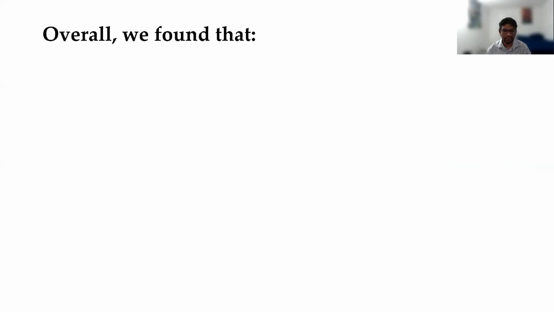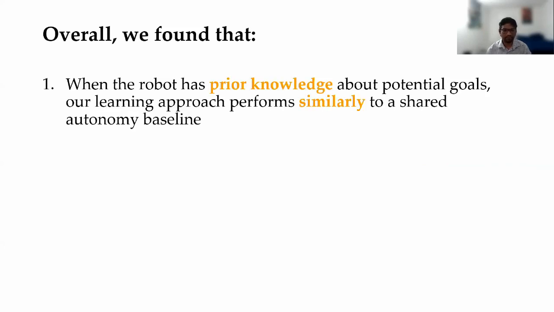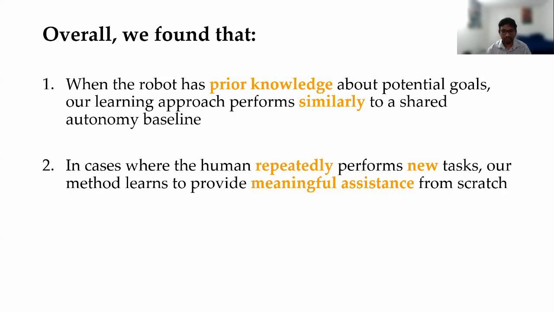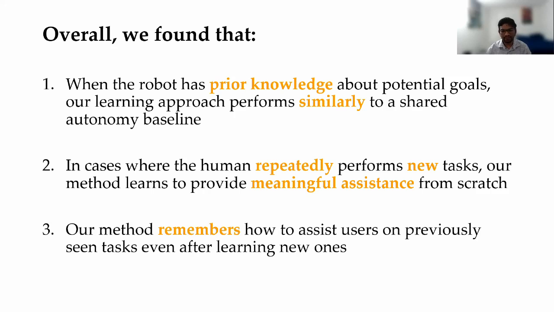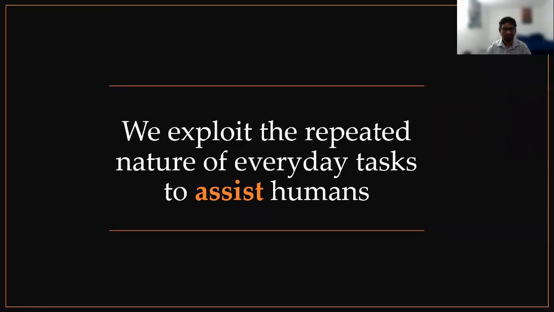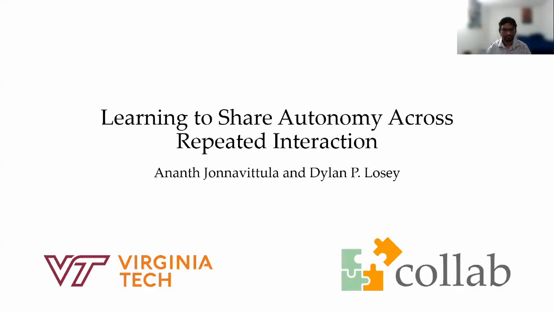Overall, what we found is that when robots had prior knowledge about potential goals, our learning approach performs similarly to a shared autonomy baseline. In cases when the human repeatedly performs new tasks, our method learns to provide meaningful assistance from scratch. And finally, our method remembers how to assist users on previously seen tasks even after learning new ones. In conclusion, robots can learn to assist humans by exploiting the repeated nature of these everyday tasks while the human performs these tasks. Thank you.